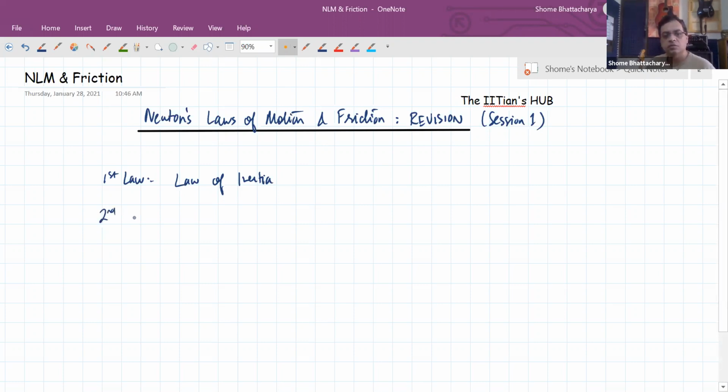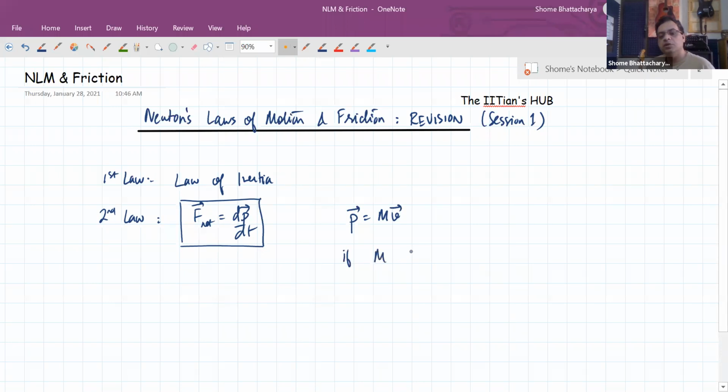The second law basically tells us the definition of net force acting on a body. The net force acting on a body equals the rate of change of momentum. This is the proper statement of Newton's second law. Now, since we know that the linear momentum of a body is mass into velocity, if the mass of the body is constant, which is in fact the case with a rigid body, then the rate of change of linear momentum becomes mass into rate of change of velocity, which becomes mass into acceleration.